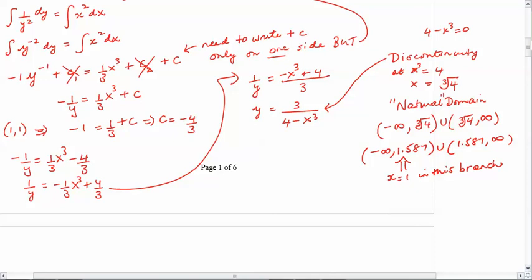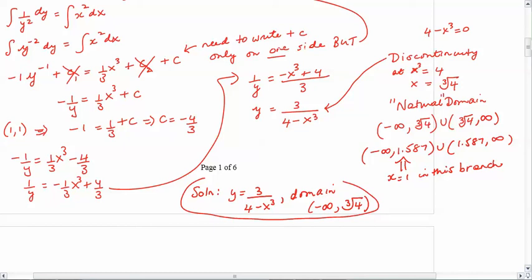And so I now actually have my final solution. My solution is y equals 3 over 4 minus x cubed, with a domain negative infinity to the cube root of 4. We'll go back to an exact value for that, and there is my solution.